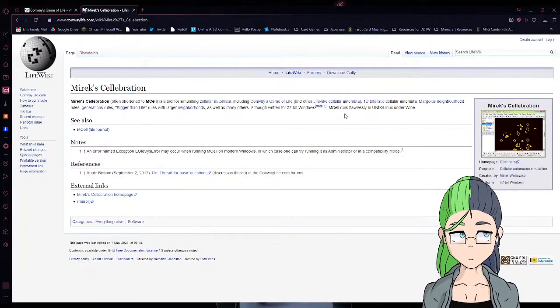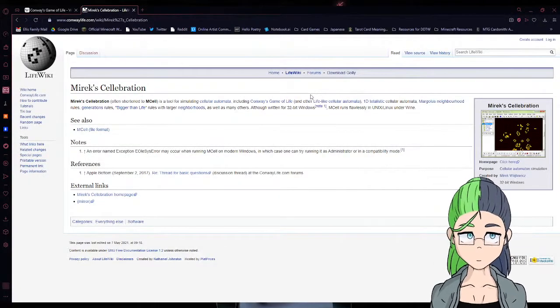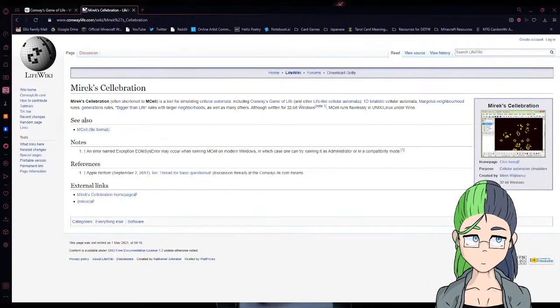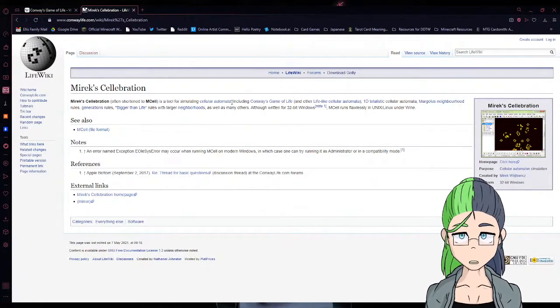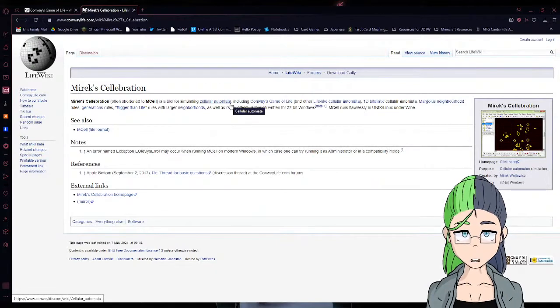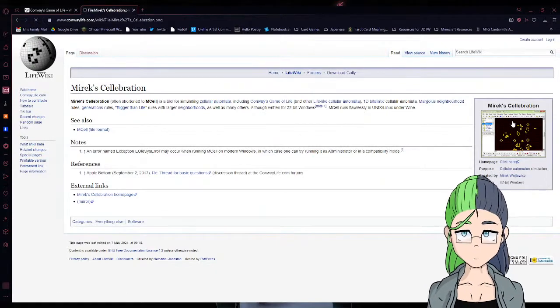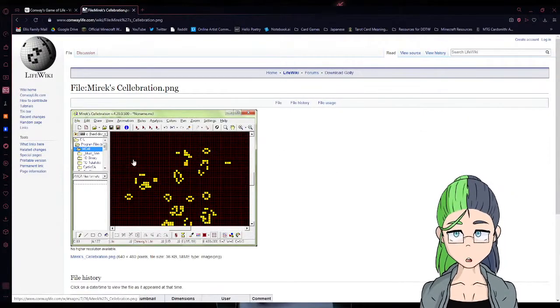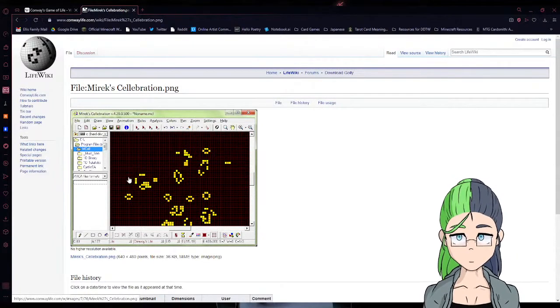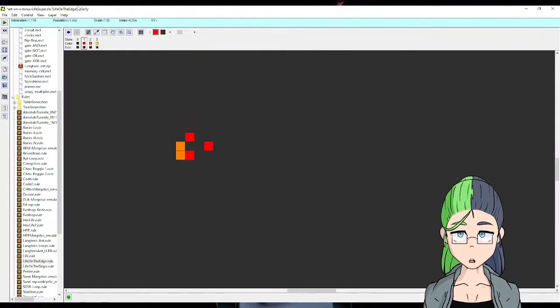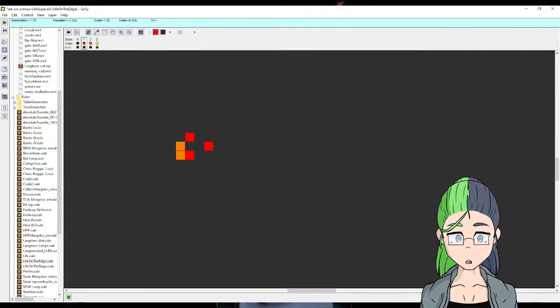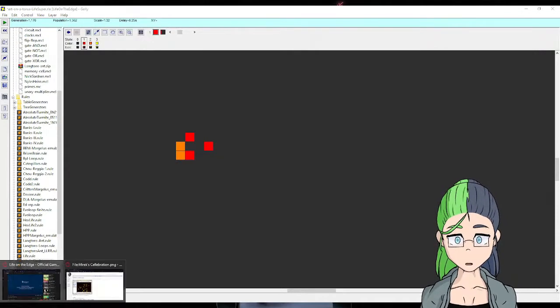Often shortened to MCell. It's a tool for simulating cellular automata, including Conway's Game of Life. Oh, so it's a similar... I see. It's a similar program to Golly, the one that I'm using right now. Alright.